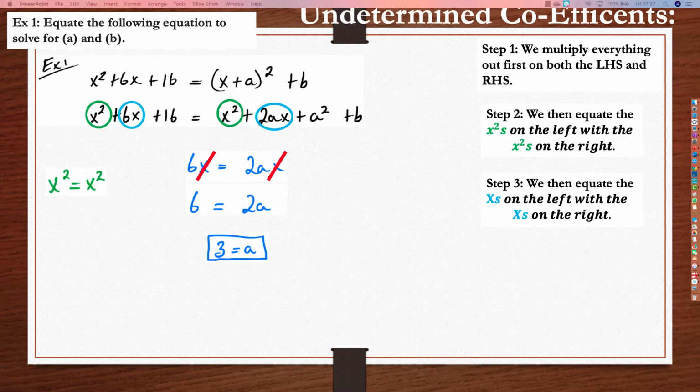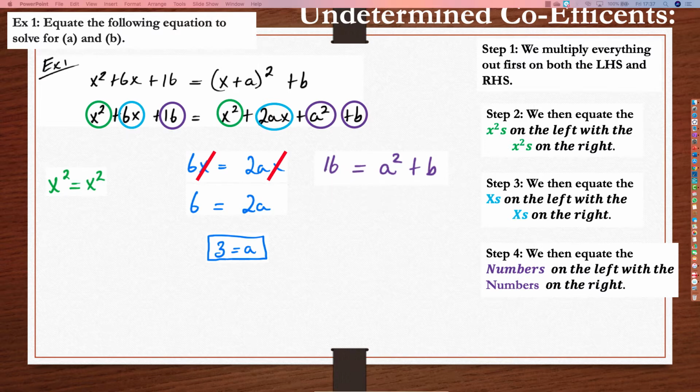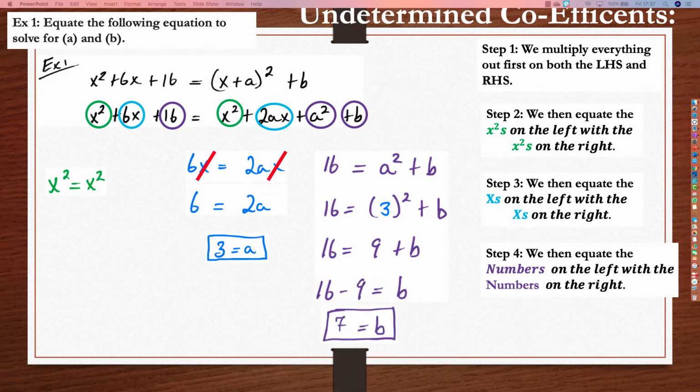And then your constants. Our constant on the left is 16, and our two constants on the right are a squared and b. So we can say that 16 is equal to a squared plus b. We know a is 3 from down here, so 16 is equal to 3 squared plus b. 16 is equal to 9 plus b. We want to get b on its own, so bring over the 9. 16 minus 9 is equal to b. 7 is equal to b. Simple as that. There is your basic undetermined coefficient.